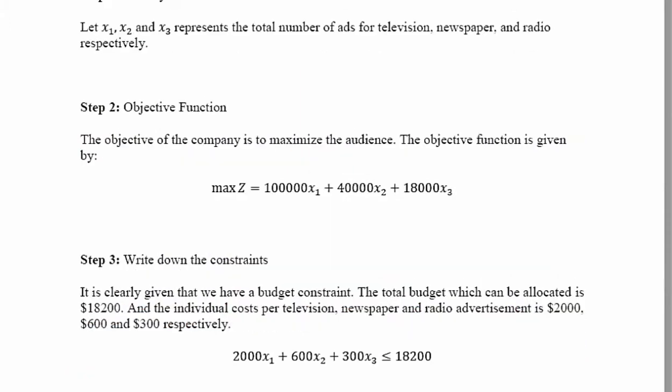In order to solve this linear programming problem, we need to formulate the LP model. First, we need to identify the decision variables for this problem. In this problem, we select X1, X2, and X3 to represent the total number of advertisements for television, newspaper, and radio, respectively. For step 2, we need to state the objective function. The objective of the company is to maximize the audience.